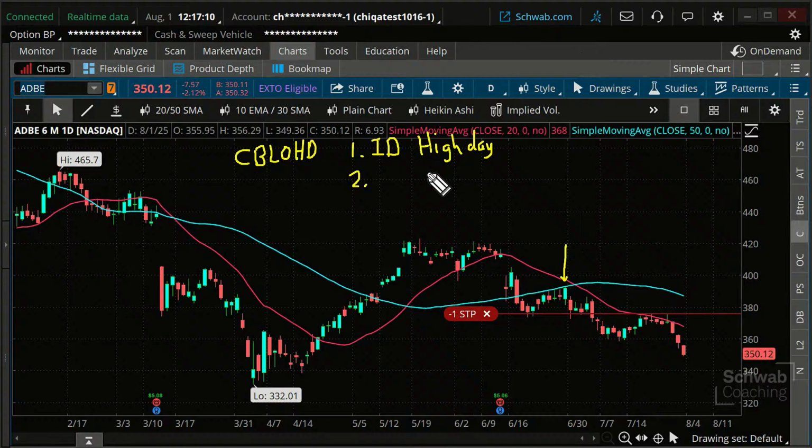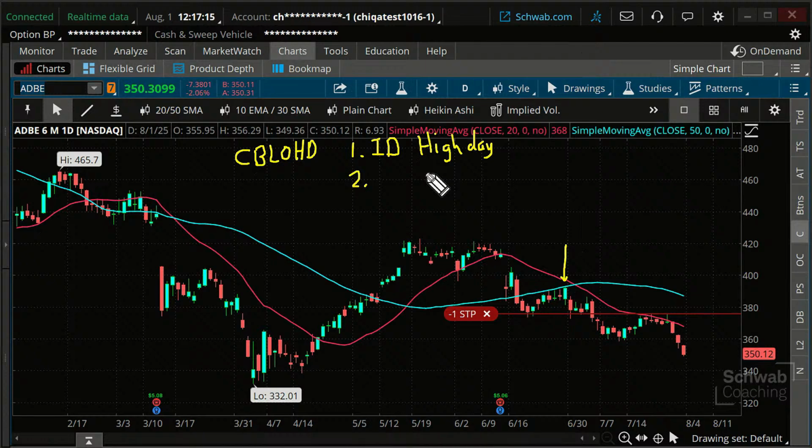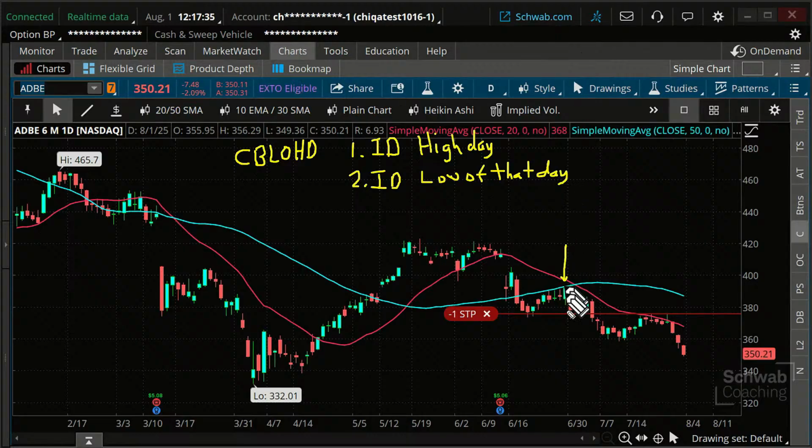And then what we're going to do is find the low of that day. So then we're going to ID the low of that day, okay? On this day, where was the low? Low was right there. That was the low of that day, right there. So if we're looking for this bearish trade and we're looking to get in, we identified the high day, we see the low, we're looking for a break or a close below that, and that's right there, okay?